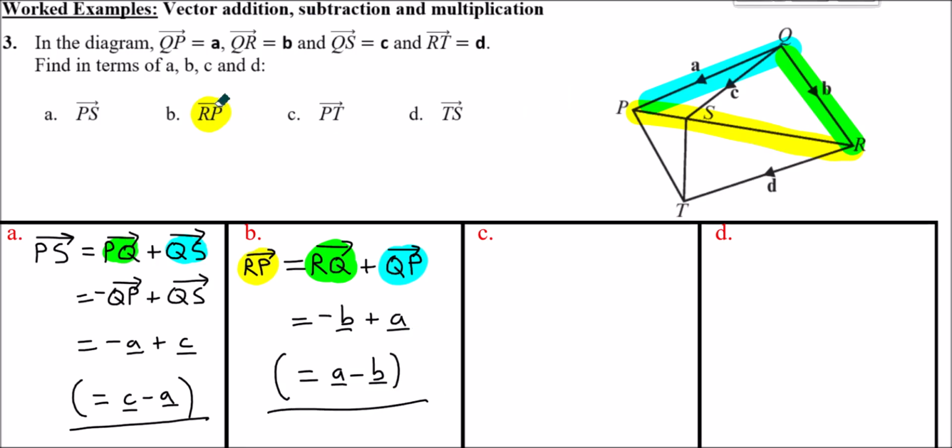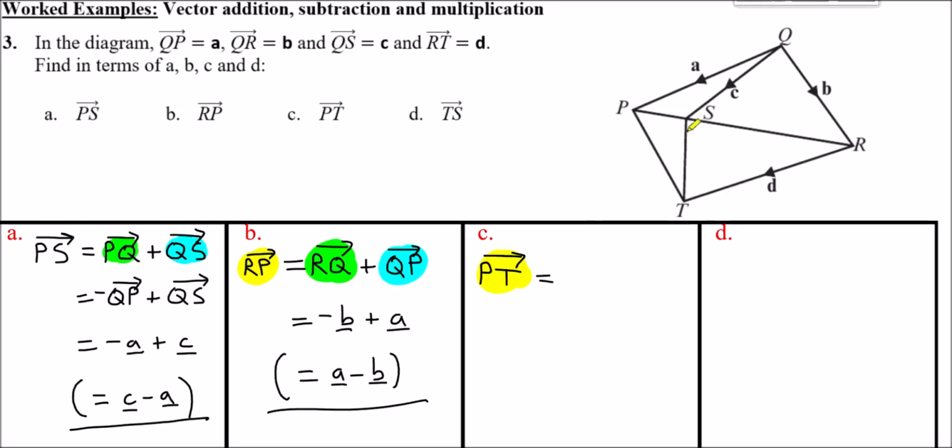So hopefully you can see it's just like a road network. We just pick the roads we know to get to where we need to go. So for C, we're wanting to go from P to T. So same idea exactly, how do we go from P to T? So let's just think about where P to T is.